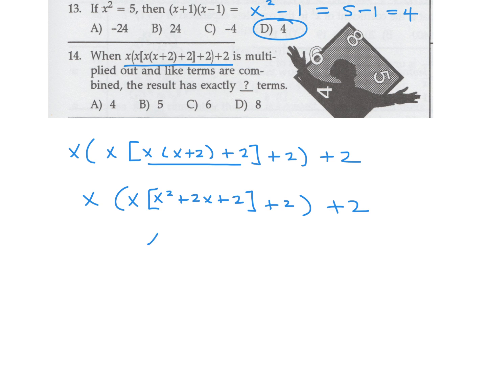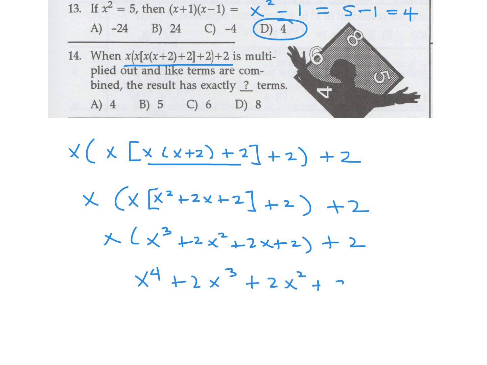So then this will be x to the power 3 plus 2x squared plus 2x plus 2. And then again, that x is out front. And then finally, it'll be x to the power 4 plus 2x to the power 3 plus 2x squared plus 2x plus 2. Okay, so what is the question asking me here? How many terms? Well, 1, 2, 3, 4, 5 terms. And therefore, number 14, the answer is B.